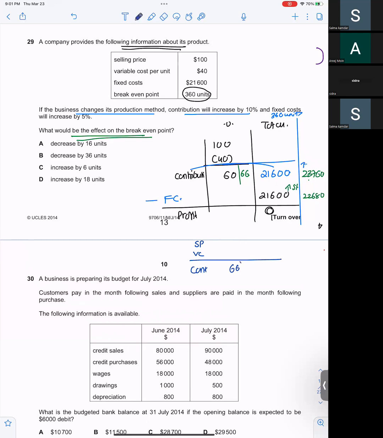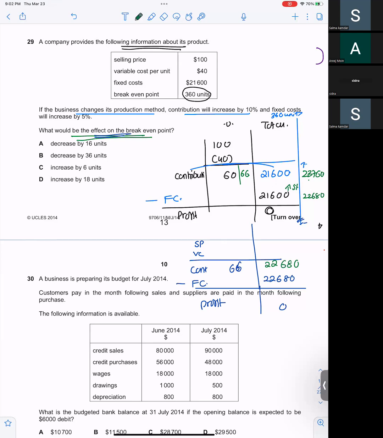I don't know the total contribution, minus the fixed cost. The fixed cost is going to become 22,680. So the profit will become 0. I want to know the new number of units, or what is the effect on the break-even point? Let's check. If I want this analysis, my contribution should now become 22,680. Are you with me?